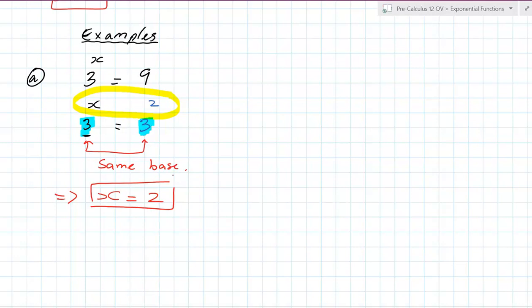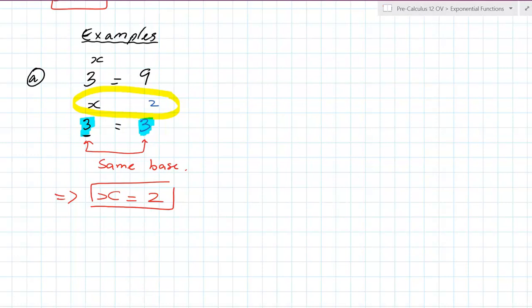This process, where you change all bases to be the same, so that you have the same bases and a single expression on each side of the left-hand side and right-hand side, means you can just equate the exponents, and once you have them, you solve for x. And that process applies for any type.